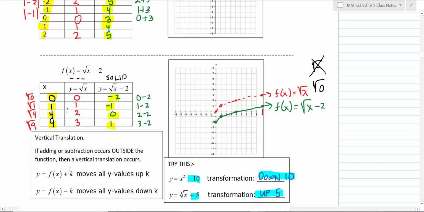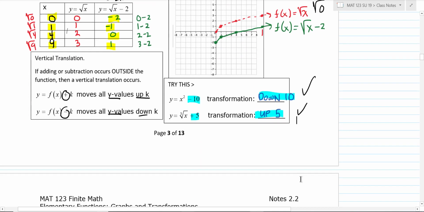And basically on this, what you're learning is if you have a plus, that's going to take you up, the y values go up. And if that's a minus, the y values go down. So hopefully you got that. That's down 10 because it's minus, that's plus 5, moves the graph up 5. So that's the first type of transformation.